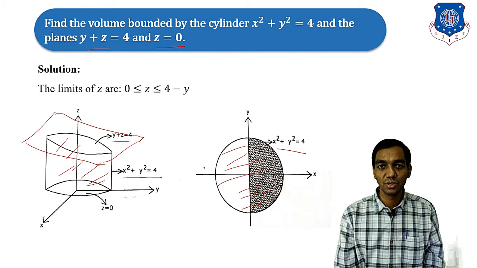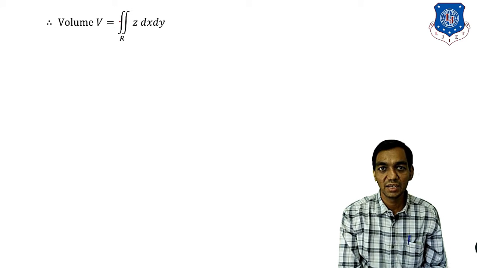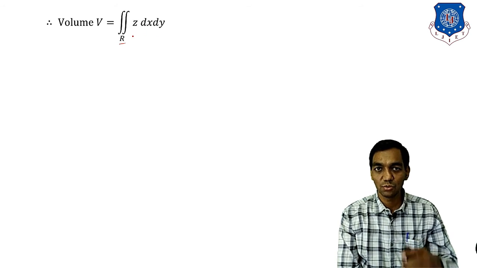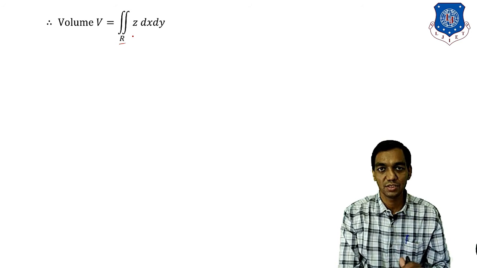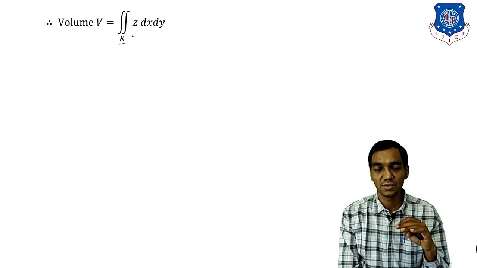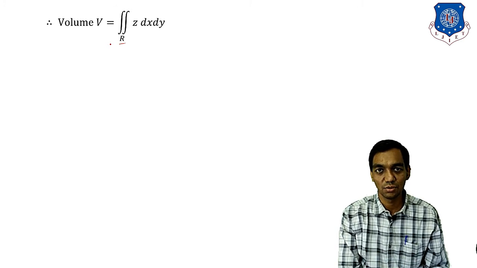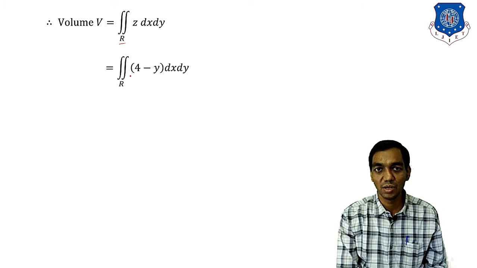So what we are going to do is, volume V is going to be a double integration over R of Z dx dy. Now you have two surfaces, in that case you have to write Z1 minus Z2, that means upper surface minus lower surface. Your upper surface is Z is equal to 4 minus y and lower surface is Z is equal to 0. So 4 minus y minus 0. So your integration is going to be a double integration of 4 minus y dx dy, correct?